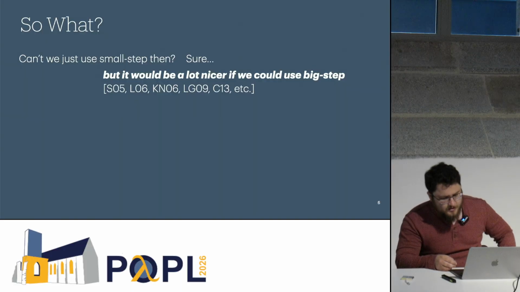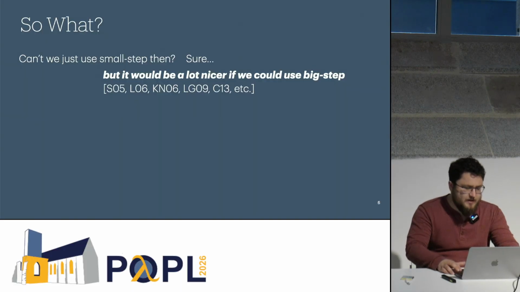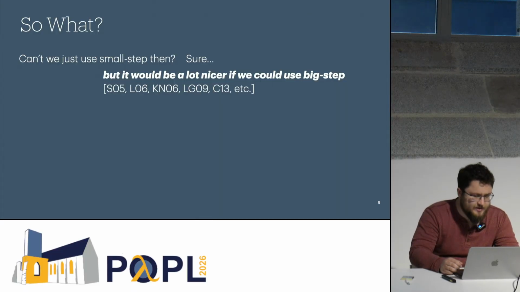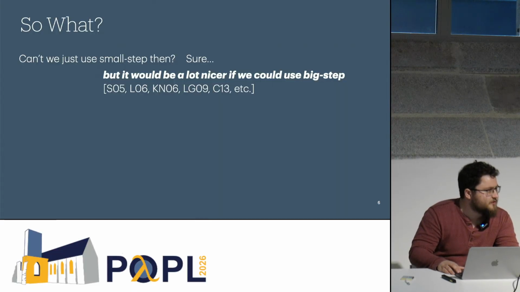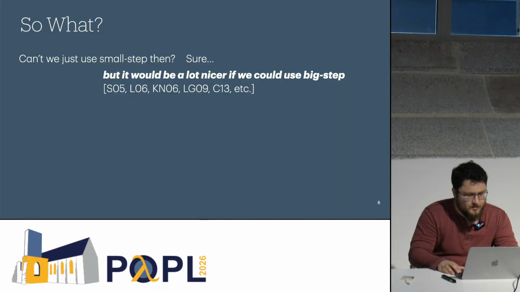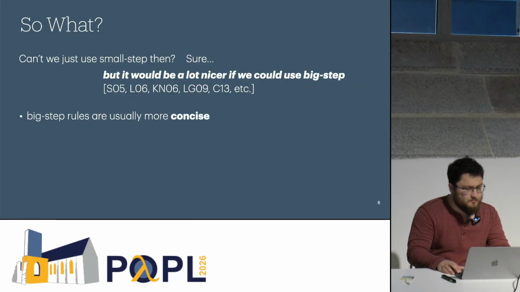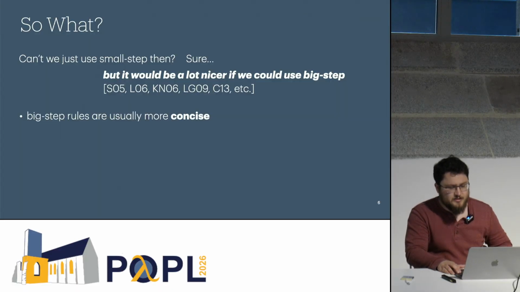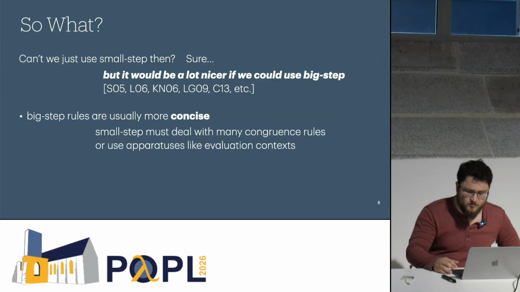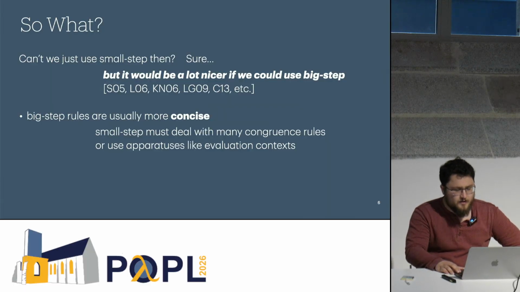Anecdotally, and even with a lot of data to back it up, many people in this community have pointed out that big step semantics is just nicer for the proofs of many program properties. The big step rules themselves are usually more concise because they don't have to deal with all the baggage of congruence rules that small step semantics has, which can make it a little bit easier to set up a proof.